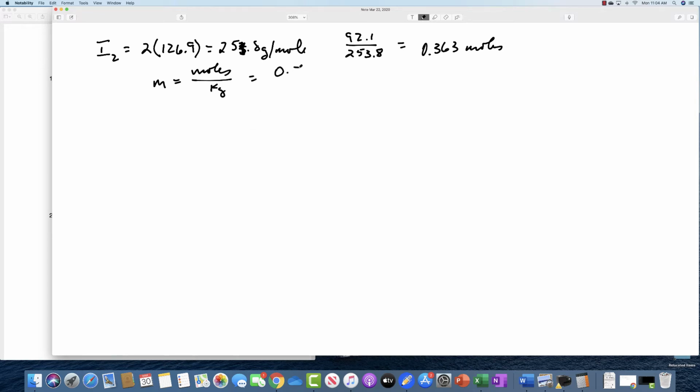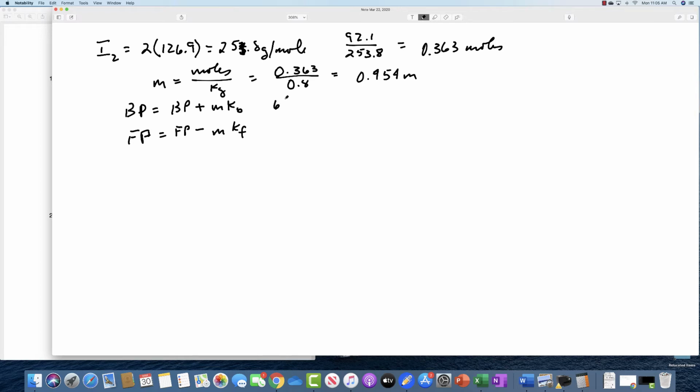Now the molality is equal to moles divided by kilograms of solvent. In this case, it's 0.363, and we have 800 grams of solvent, which is 0.8 kilograms of solvent. And so that's going to be 0.454 molal, however you want to say it. So now the new boiling point is going to equal the old boiling point of the pure substance plus the molality times the boiling point constant. And then the freezing point is going to equal the old freezing point minus, because it depresses the freezing point, the molality times the freezing point constant.